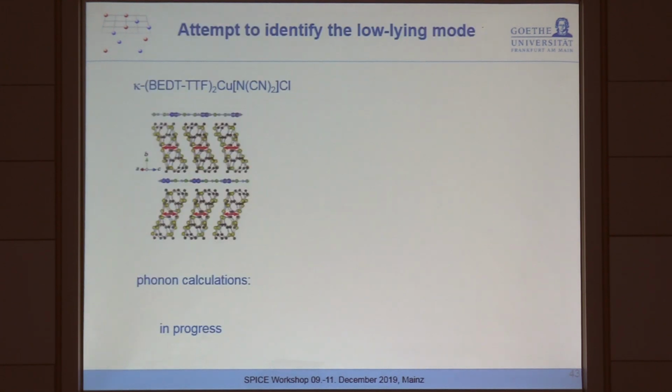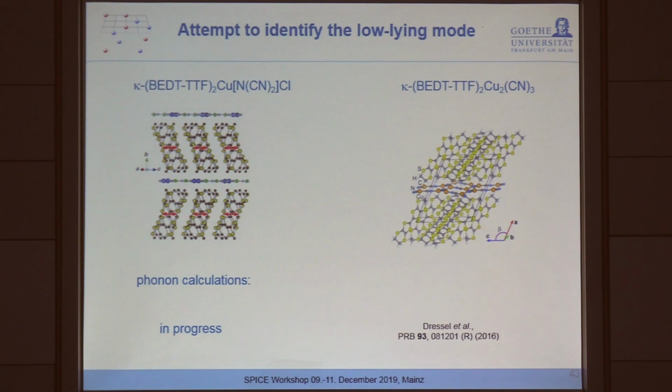Now, to complete this picture, we have to identify the low-lying mode which we have measured. So what we need is phonon calculations, and these are actually underway, and Rosé and Sananda are doing calculations. But because of the large unit cell, this is really a challenging task. There are more than 700 phonon modes. But what we can do in between is refer to this spin liquid material, which has a similar, though not identical, structure. And here phonon calculations already exist.